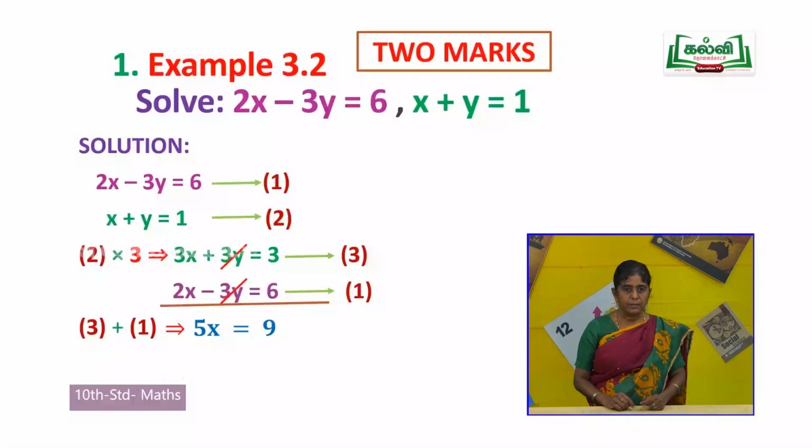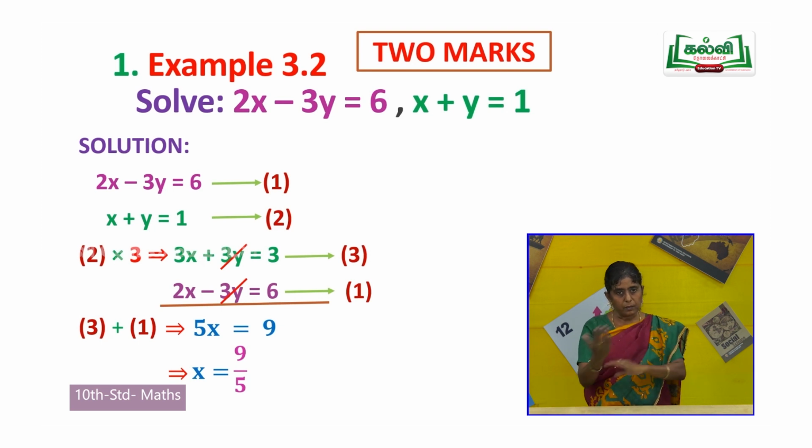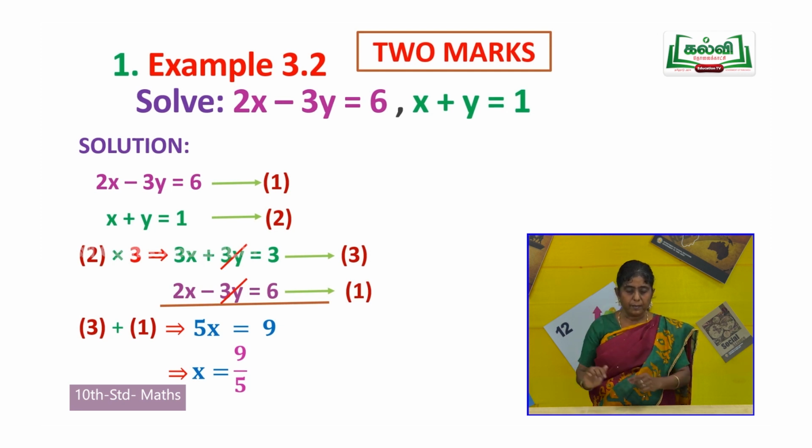What do we have to do? 5x, 5 into x. Let us take the 5 to the right side. So it becomes 9 by 5. Actually, we are dividing both sides by 5. We are not taking the 5 to the right side. That was told only for the students' understanding. But the actual concept is we are dividing by 5 on both sides.